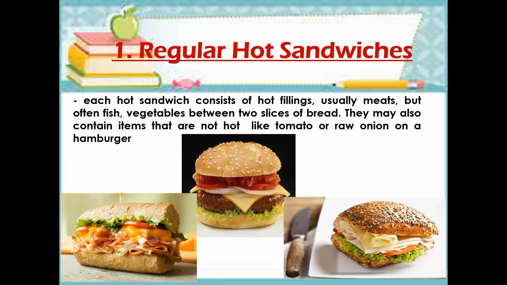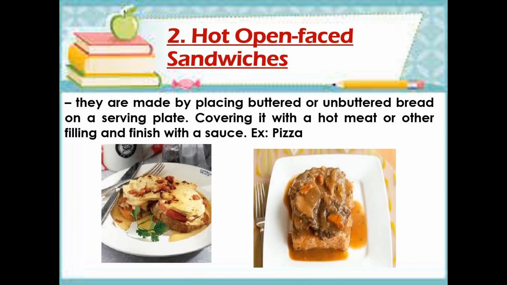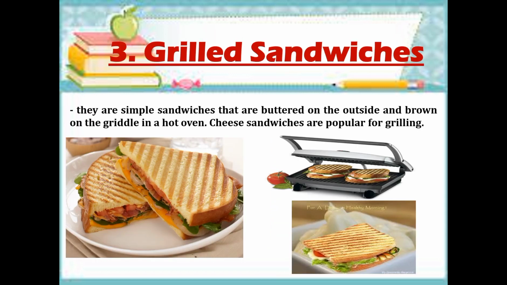2. Hot open-faced sandwiches. They are made by placing buttered or unbuttered bread on a serving plate, covering it with a hot meat or other filling and finish with a sauce. Example, pizza. 3. Grilled sandwiches. They are simple sandwiches that are buttered on the outside and browned on the griddle in a hot oven. Cheese sandwiches are popular for grilling.